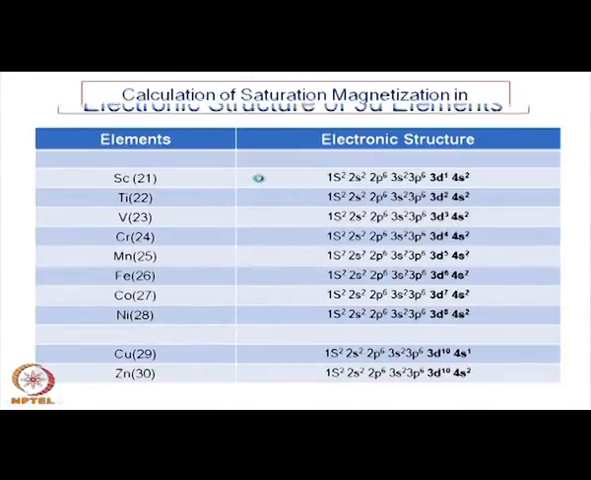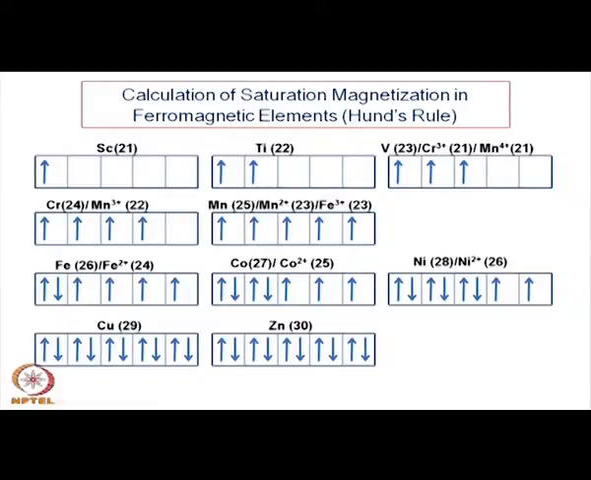Now, with this background, we would also like to look at some other principle. This is called the calculation of saturation magnetization in ferromagnetic elements, and that is Hund's rule. Some of these ions do give rise to ferromagnetism, and we have seen the D cell is slowly filled up from 1 electron here to nickel, which is about 8 electrons.